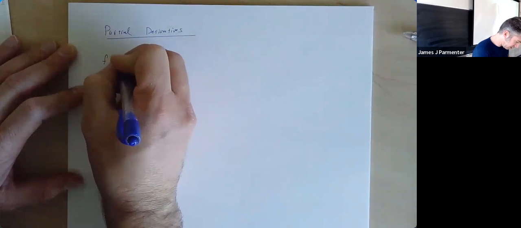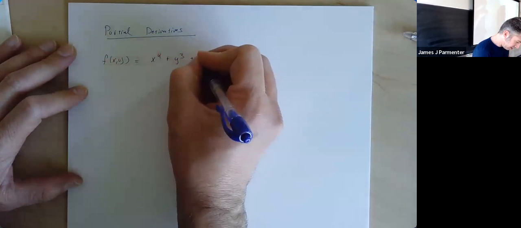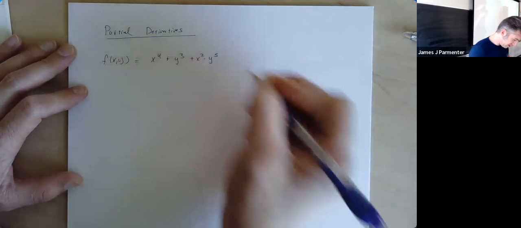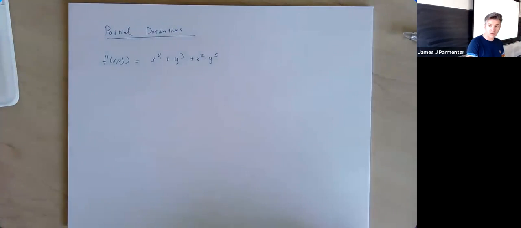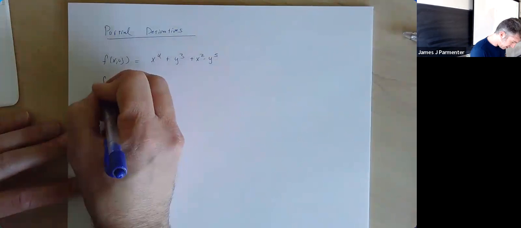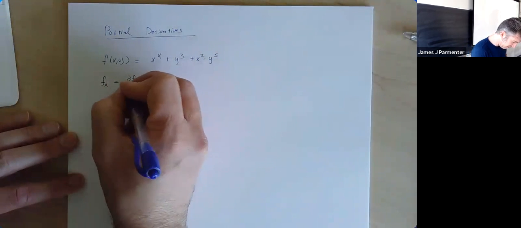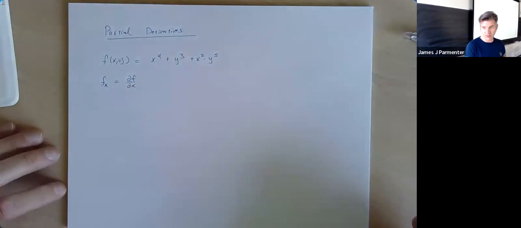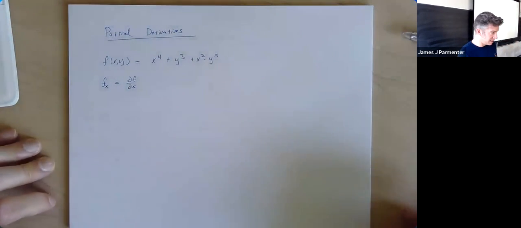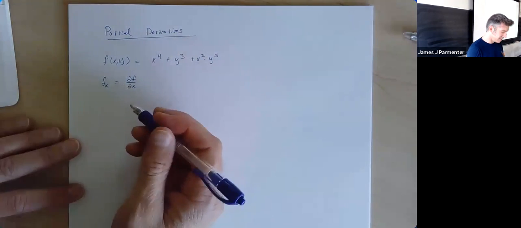So if we have, say, the function f of x y equal to x to the fourth plus y cubed plus x squared times y to the fifth. If I want to take the partial derivative with respect to x, I'm just going to pretend like y is a constant. That's all I'm doing. So you can write it like this, f x, or you can write it like this, del f del x, where the del symbol there is just like a slightly curlier d. No one's going to really notice if you write a del or a d, but technically partial derivatives should use the symbol del instead of d.